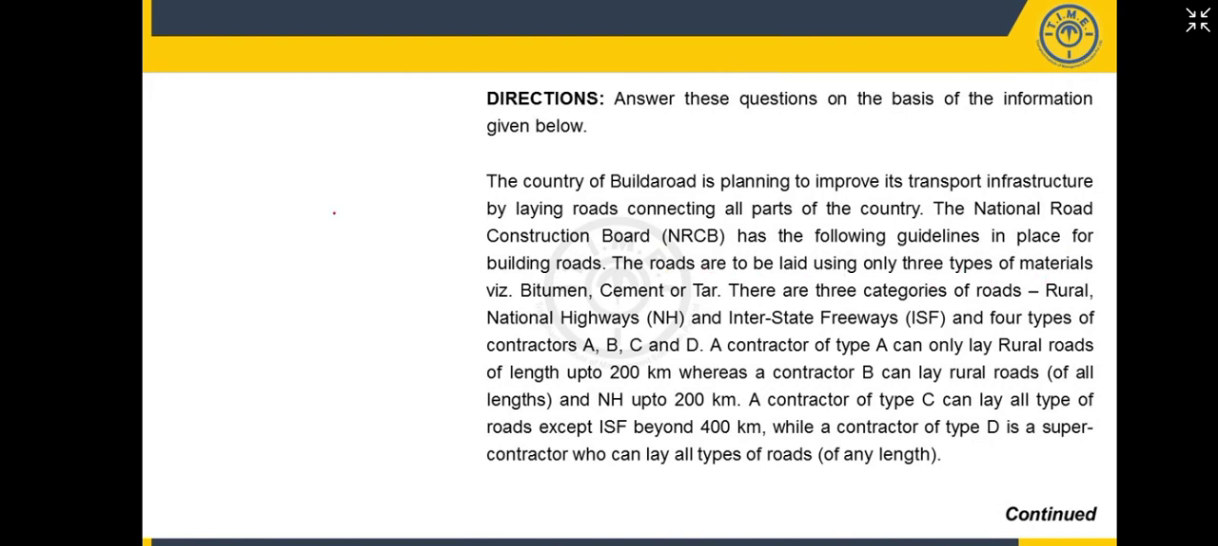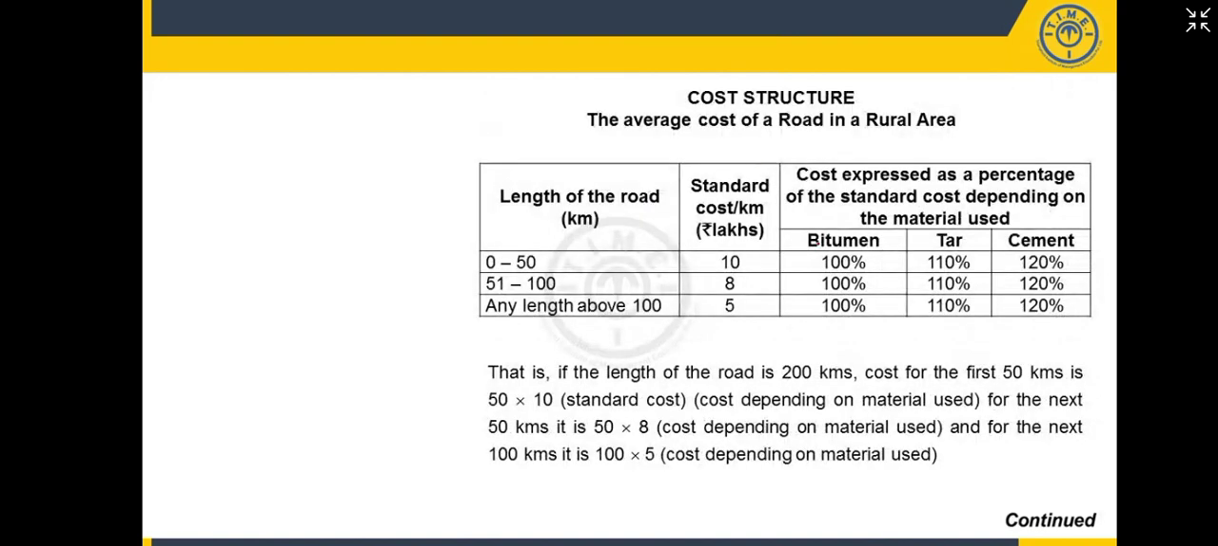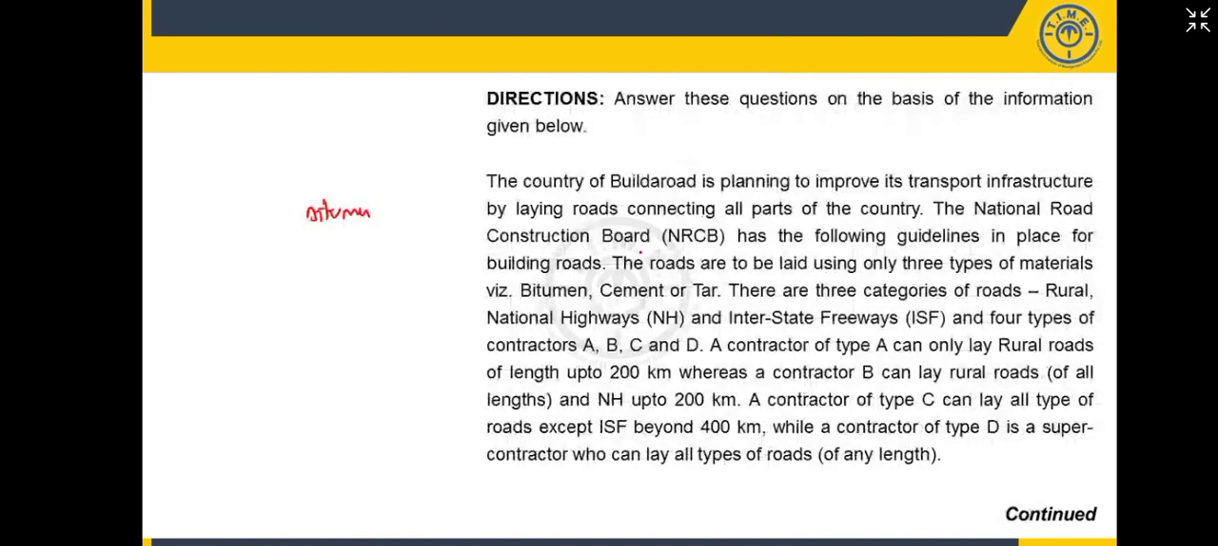That is bitumen. The next one is cement. Here we see bitumen, tar, cement, and all that. Okay, that brief is given to us. We don't have to write it again.